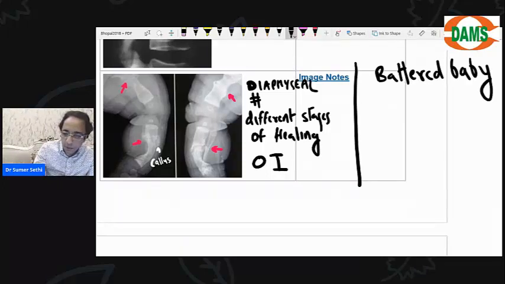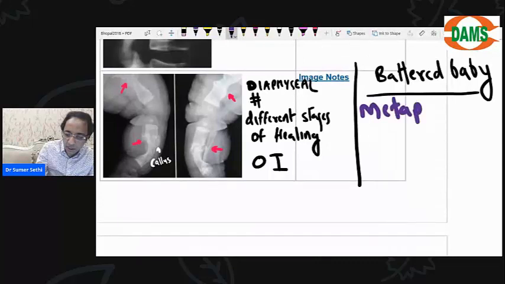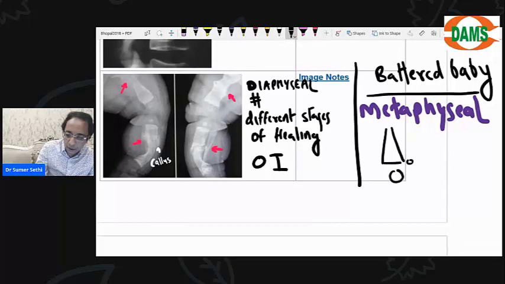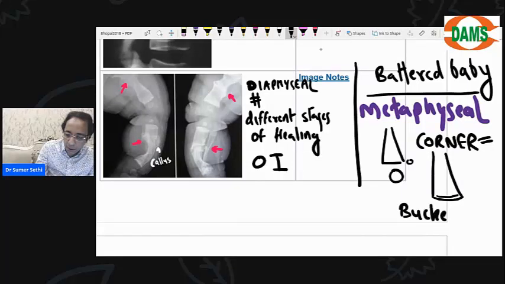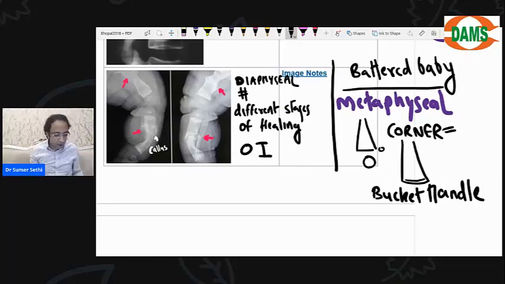Why is this not battered baby syndrome? In battered baby, the fractures are not diaphyseal, the fractures are metaphyseal. In battered baby, the fractures look like this. You have a metaphyseal corner fracture. Or sometimes the entire metaphysis will have a thin fracture like this, a metaphyseal bucket handle fracture. Are you clear with this or not?